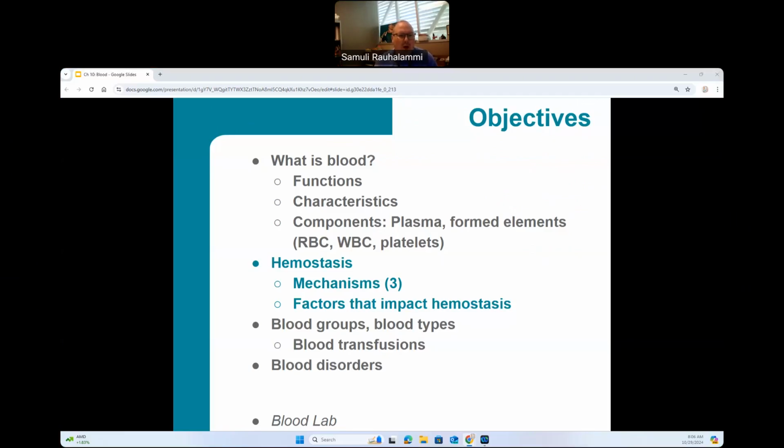What I wanted to do this time is to talk about two concepts. First of all, and I think this is where we'll spend the majority of our time together, is looking at the process of hemostasis. We'll see that there are three steps to this mechanism, and then we'll briefly touch upon factors that impact hemostasis. We'll also very briefly touch upon some disorders as they relate to the blood. So why don't we just make a start at this time?